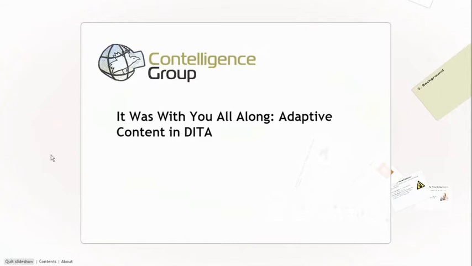So the title: "It Was With You All Along: Adaptive Content and Data." The idea here is that data was actually designed to be usable directly on the web. However, it quickly fell into a pattern of use that fit the type of workflows that most tech writing organizations use, which is a kind of build or compile paradigm, and we'll talk about that a little later.